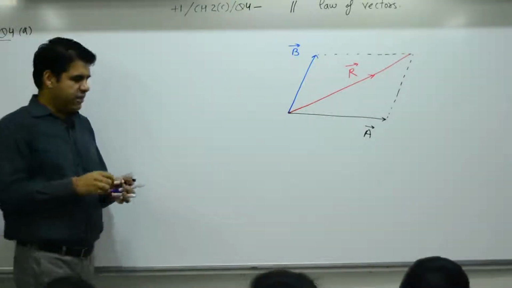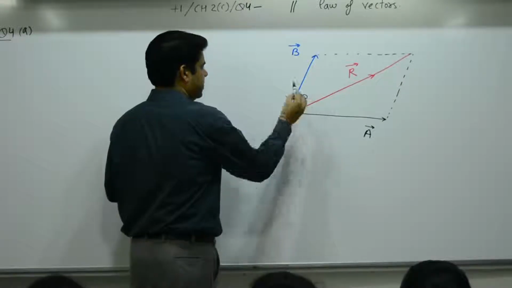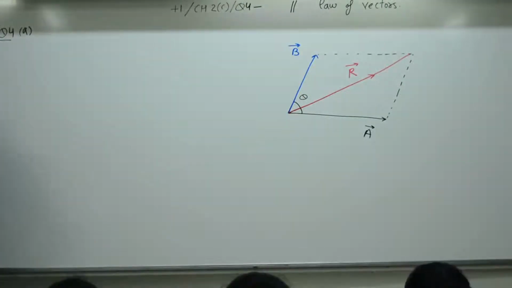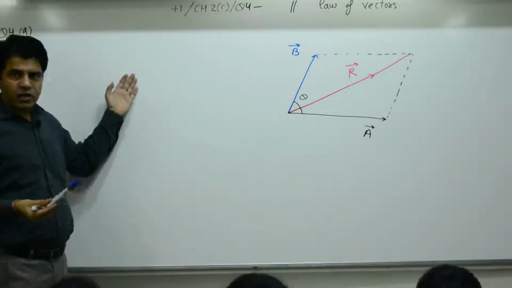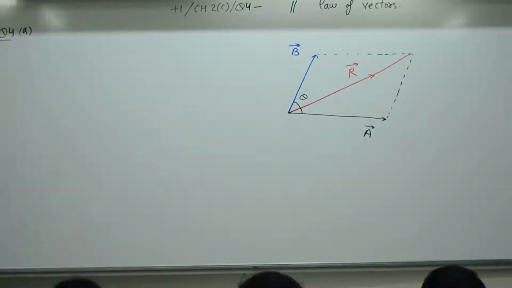What is the angle between A and B? Angle between A and B is again theta. Same problem as the previous one. There are two vectors. Angle between the two vectors is theta. Earlier method, triangle law. This is known as parallelogram law. Their resultant vector is represented in magnitude and direction by the diagonal of parallelogram drawn from the same point.